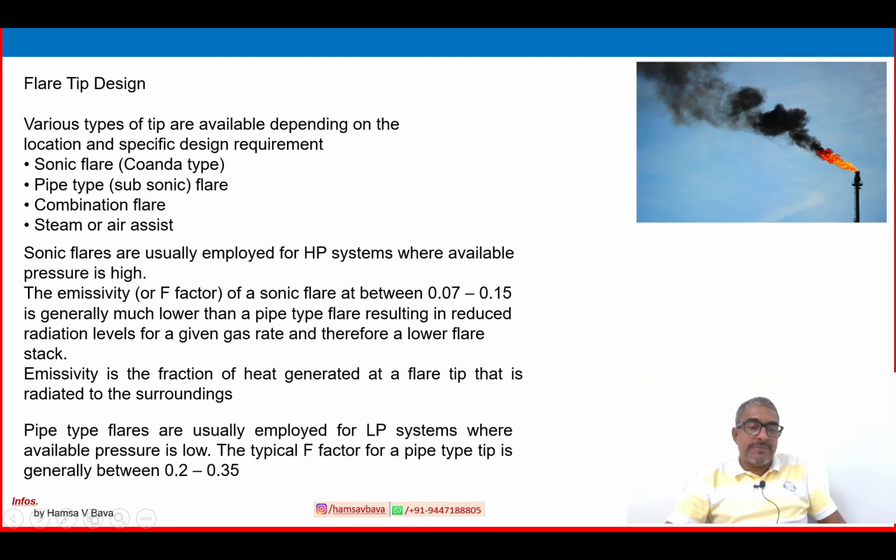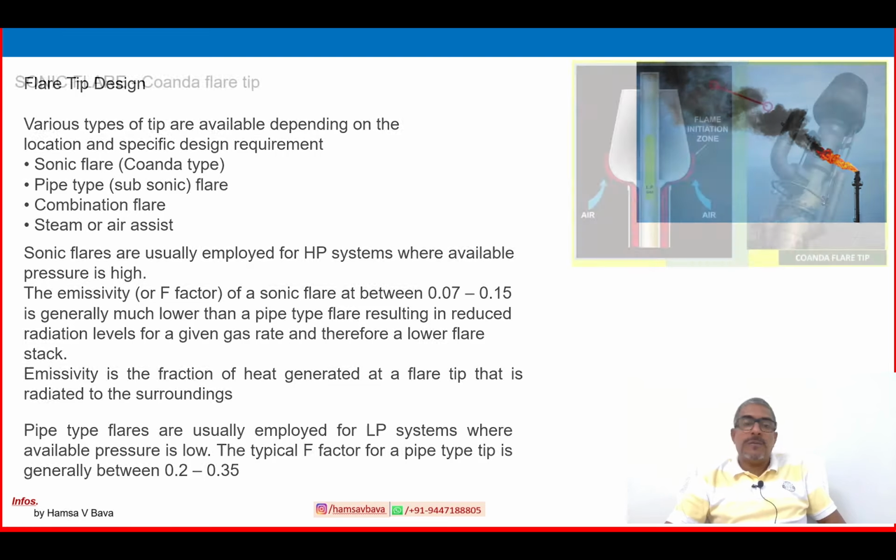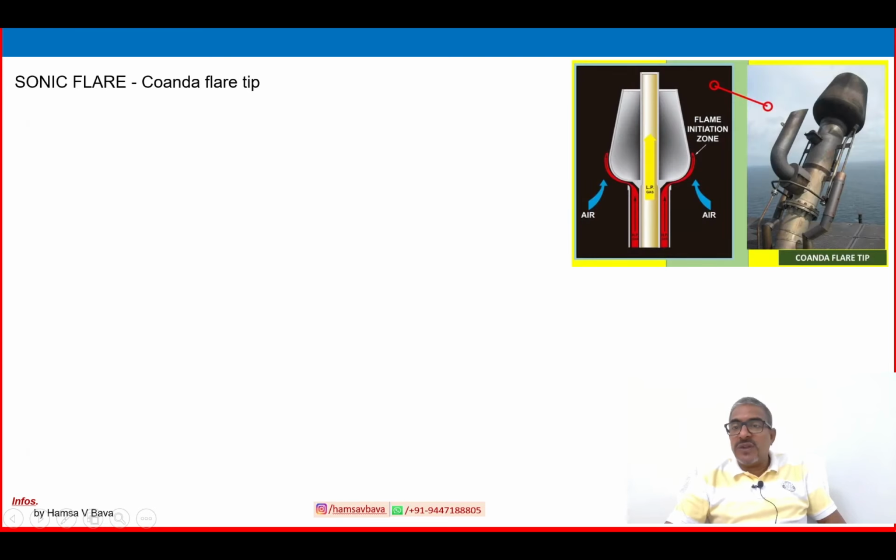So pipe type flares are usually employed for LP systems. Coanda flare for HP flares and pipe flares for LP, low pressure systems, where available pressure is low. Typically the F factor of a pipe type is between 0.2 to 0.35. So Coanda flare is 0.07 to 0.15 and LP flares are 0.2 to 0.35. This is the picture of the Coanda flare. It is a different type of design. It is a Coanda flare tip.